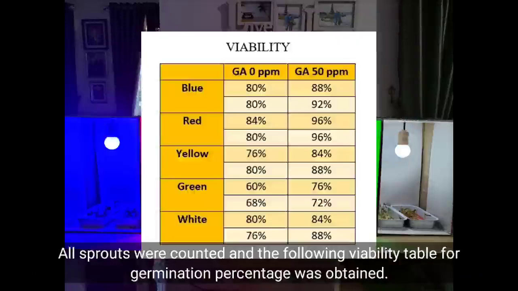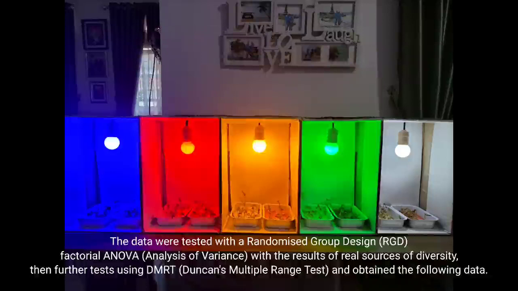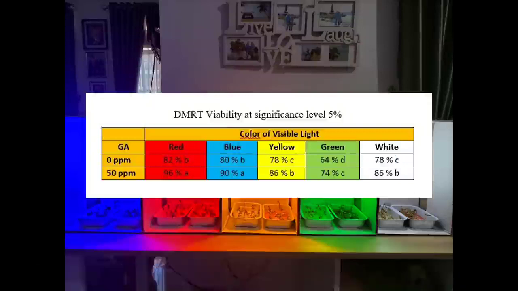All sprouts were counted and the following viability table for germination percentage was obtained. The data were tested with a randomized group designed factorial ANOVA or analysis of variance with the result of real sources of diversity. Then, further tests using DMRT or Duncan's multiple range test and obtained the following data.